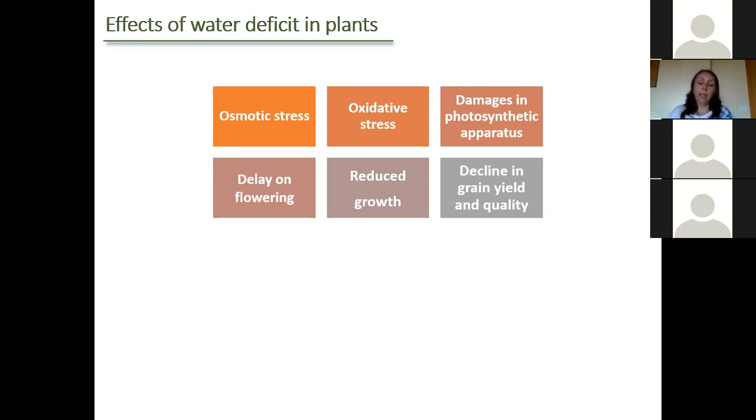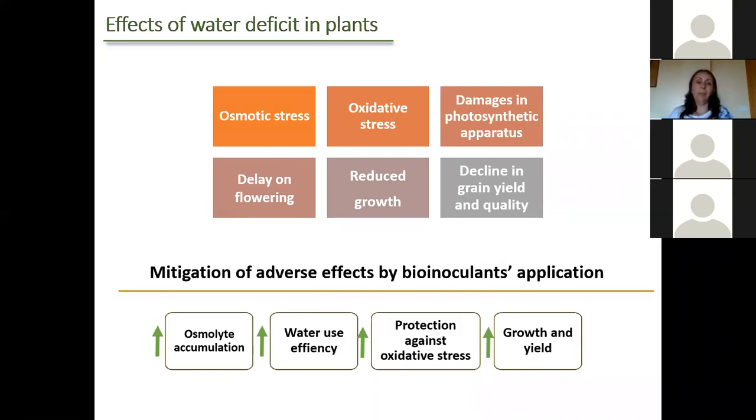Once again, bioinoculants can mitigate some of these adverse effects because they are going to increase the osmolyte accumulation in plant tissues, also increase water use efficiency, protect plants against oxidative stress, and consequently lead to a higher growth and yield.